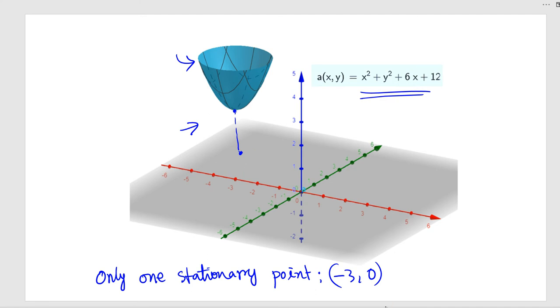So this is the x positive direction, this is the y positive direction, this is negative x, this is negative y, and this is it. So in fact we are viewing it in a two-dimensional shape. So this particular point, in fact the minimum is over this point, not there. So this is minus 3 comma 0 on the xy plane.